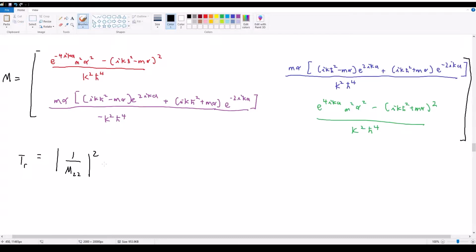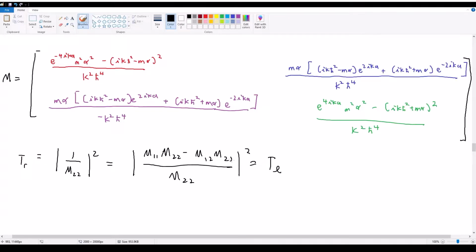And in this case, it turns out to work out very nicely, because this is actually going to be equal to (m11 m22 minus m12 m21) over |m22| squared, which is the transmission coefficient from the left in this case.